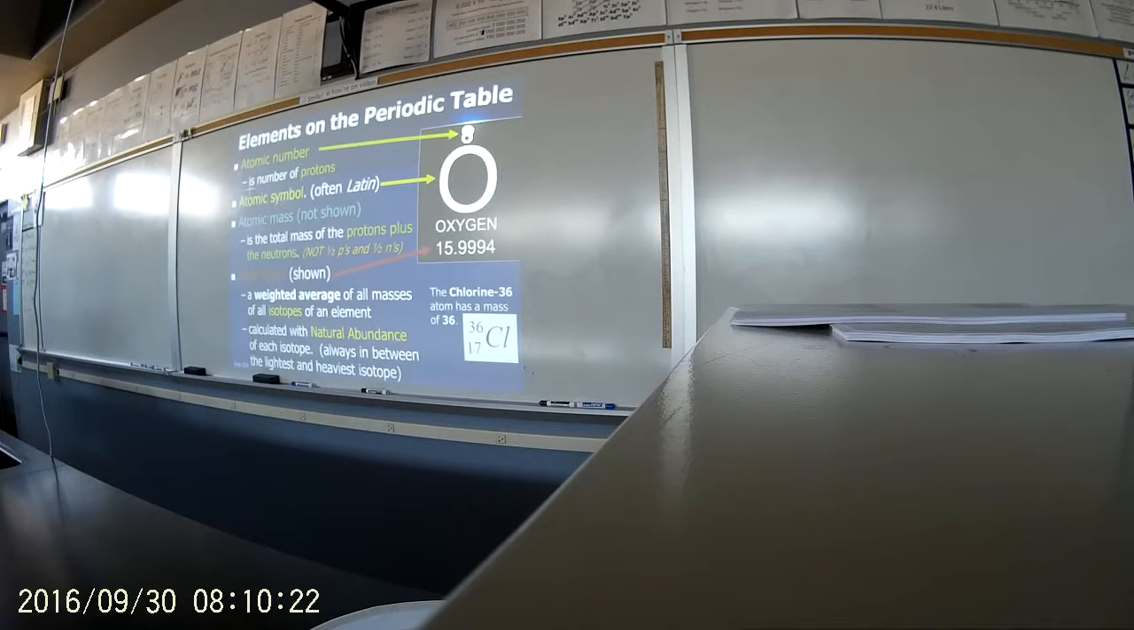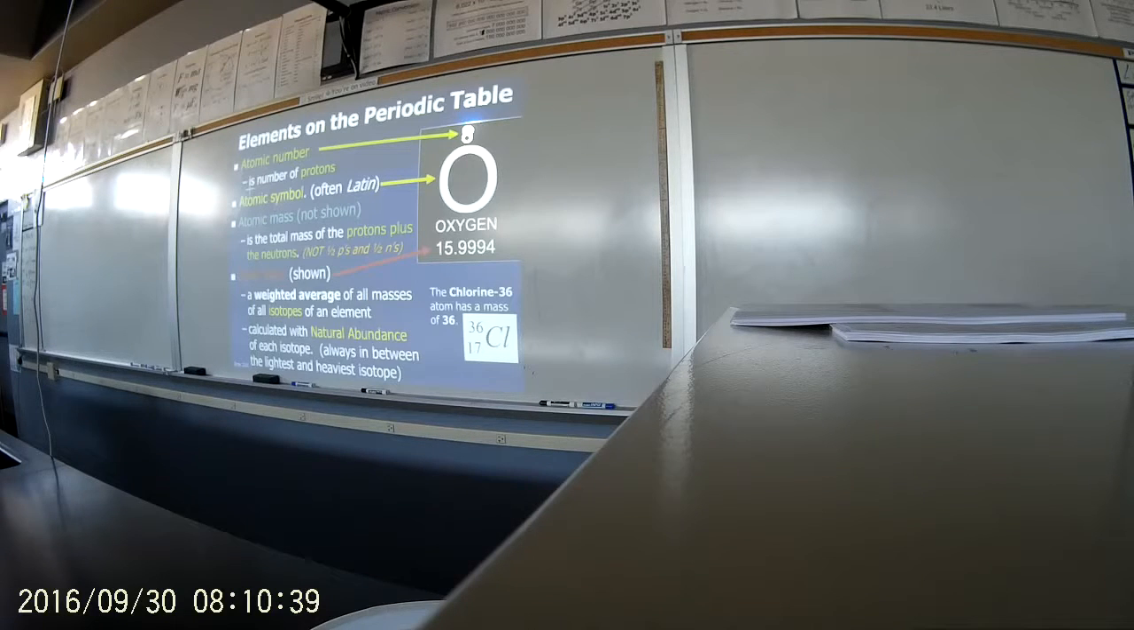Now, what do I mean by weighted average? It's not a simple average. You don't just add them all up and divide by the number you have. Where do you use a weighted average? Everybody does it. GPA, exactly.